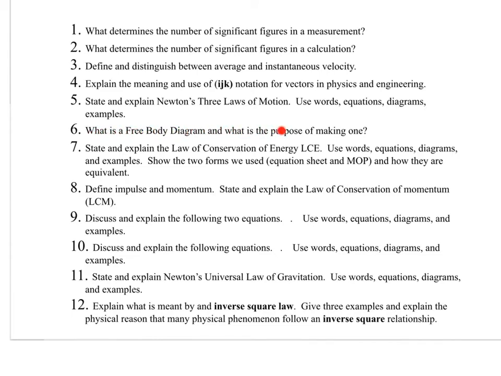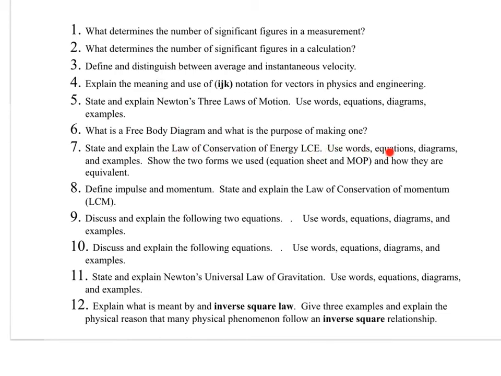A free body diagram is where a body is taken out of the diagram, drawn as a free body, and then all the forces acting on the body are listed. And the purpose of making one is to identify all the forces acting on a body, so that when we use Newton's second law of motion, sum of the forces equals ma, separating it into sum of the forces x and sum of the forces y, we can identify all the forces and the components of all the forces.